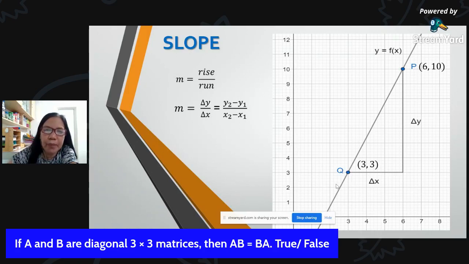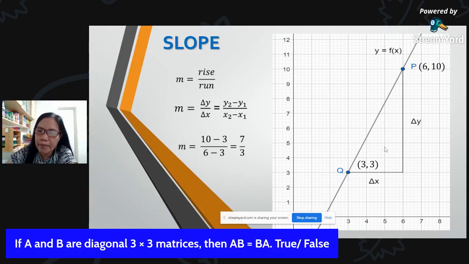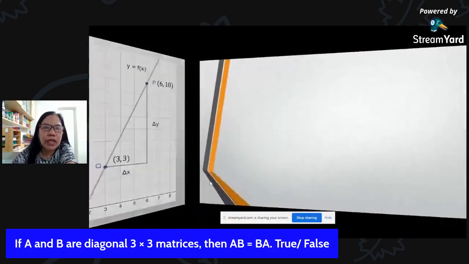So in recalling the slope of the line, we have to consider point P and point Q, and the coordinates of point P is (6, 10), and Q is (3, 3). So using the formula, we have 10 minus 3 over 6 minus 3. So the slope of this given line is 7 over 3. So given any two points on the line, we can determine the slope. Okay?